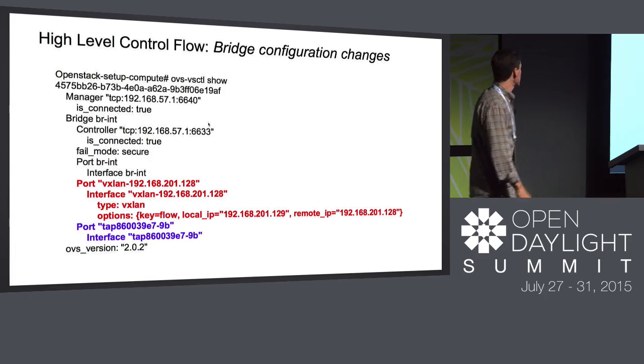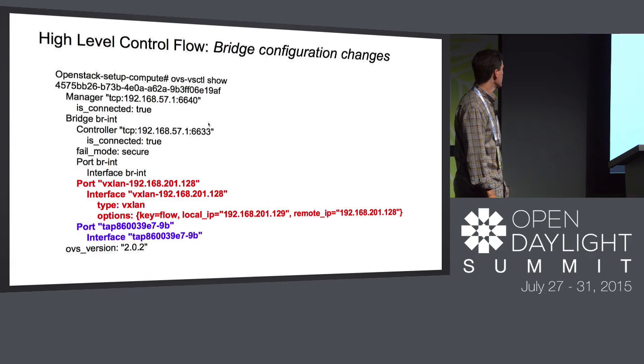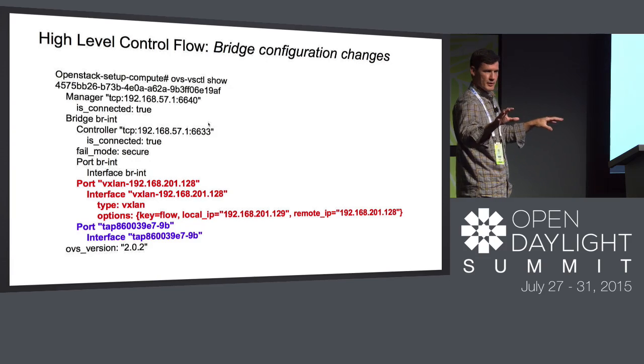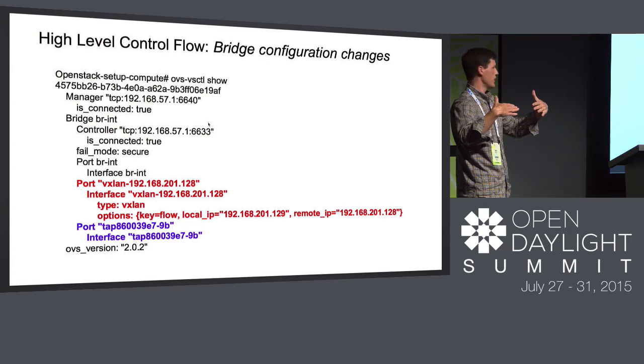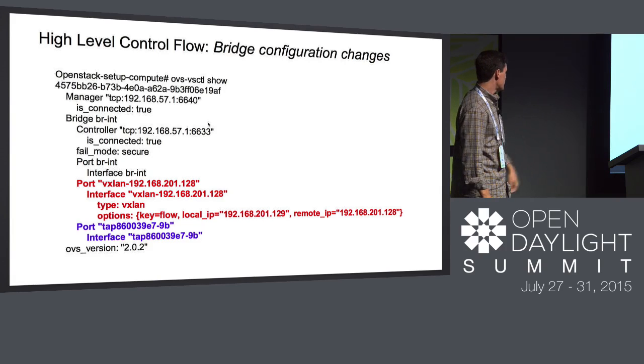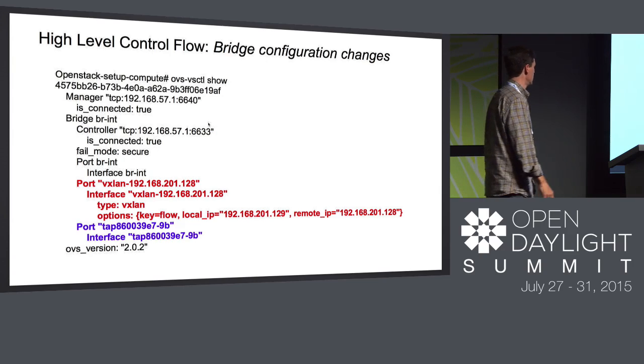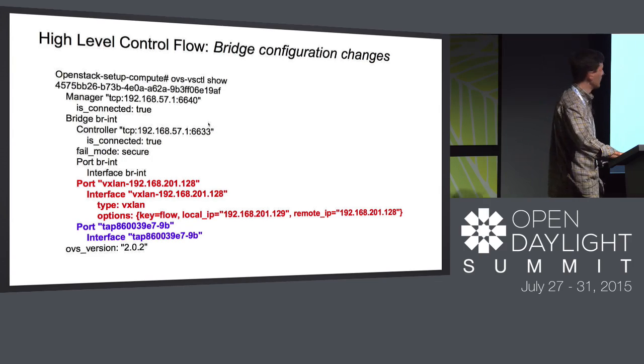And again, another ovs-vsctl show command. You can see the port VXLAN 192.168.201. On the other side, the other OVSDB nodes will also have the peer port in a sense, remote IP, local IPs to build that tunnel. You can see the tap port. That's either from a DHCP or from an actual VM, which are attached to the bridge.